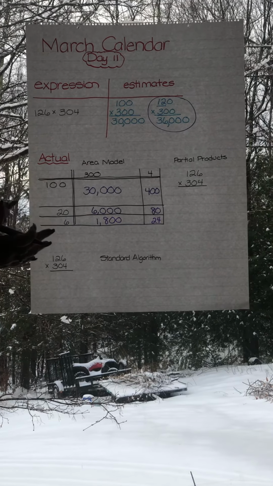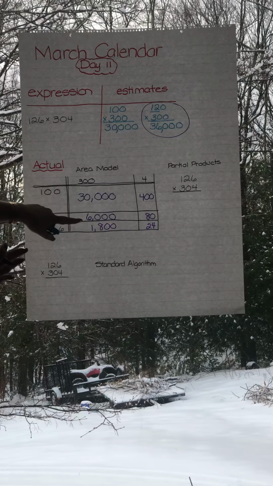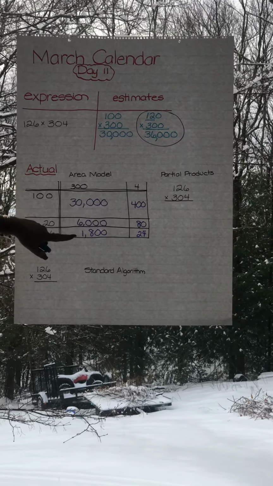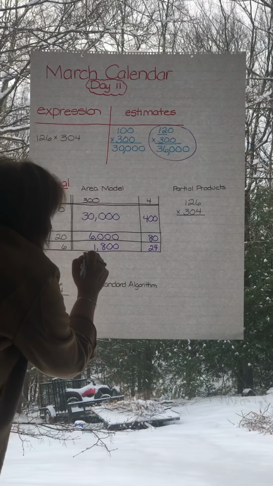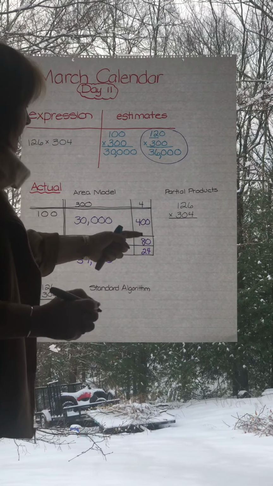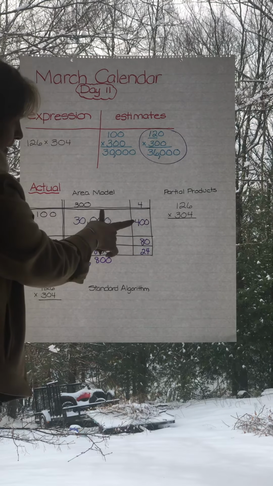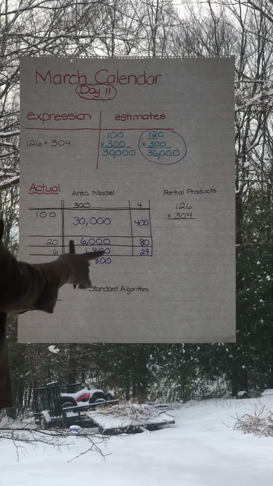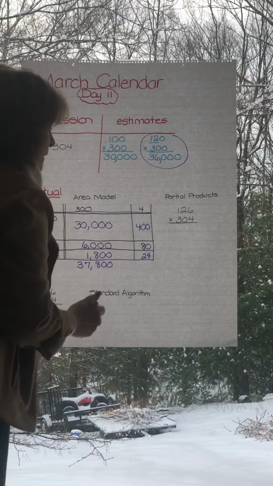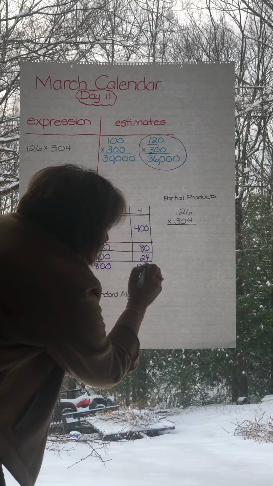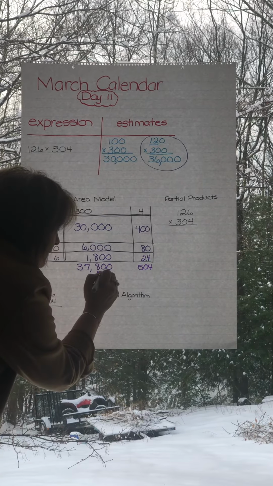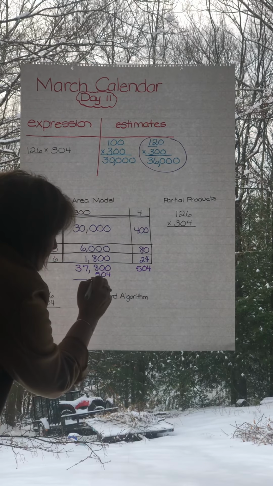Now we need to add all of those up, and if I add 30,000 plus 6,000, I get 36,000. 36,000 plus 1,800 is 37,800. And then if I add this column, I can say 400 plus 80 is 480. 480 plus 20 is 500. 500 plus 4 is 504. And now I need to add these two together. I can use the standard algorithm if I'd like, lining up the place values.